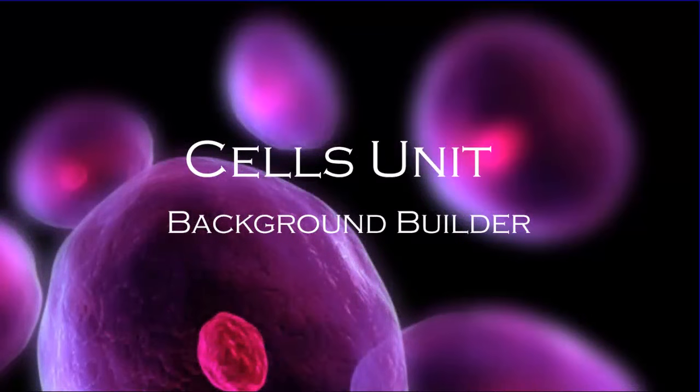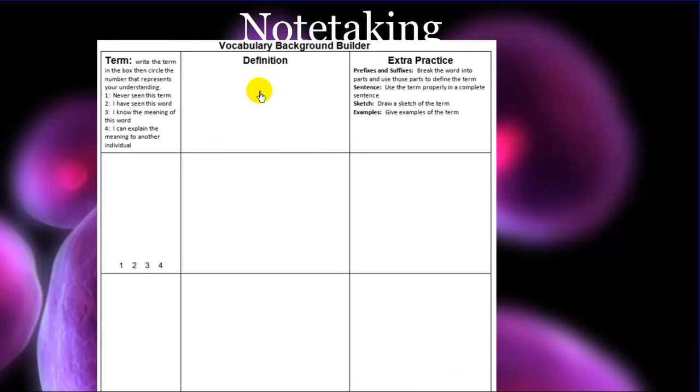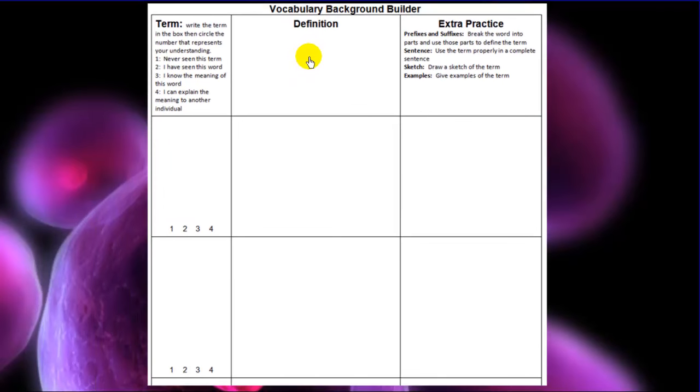Alright, welcome. This is going to be the vocab background builder for the cells unit. Now, as we have for the rest of the background builders, we will be taking notes on a sheet that looks a lot like this. And you should have received that from your teacher. If not, you can go ahead on your Schoology and print one off and get it in your notebook.